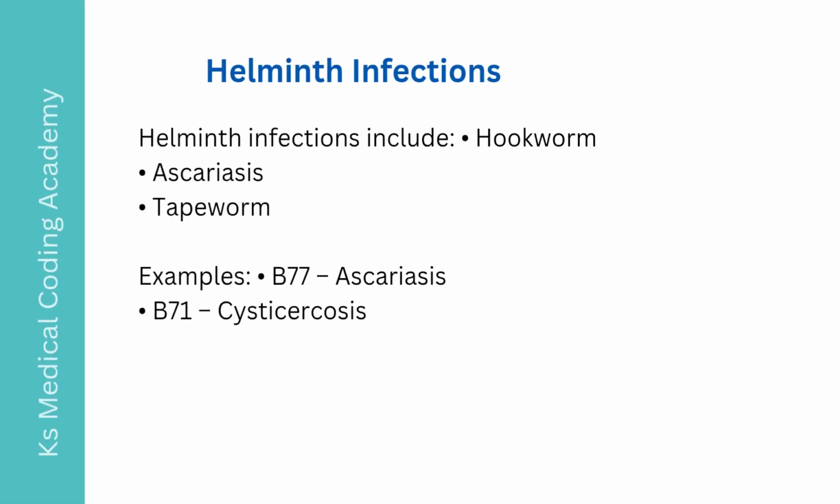Helminth infections. Helminth infections include parasitic worms such as hookworm, ascariasis, and tapeworm infections. Examples include B77 for ascariasis and B71 for cysticercosis. Always select the most specific code available.